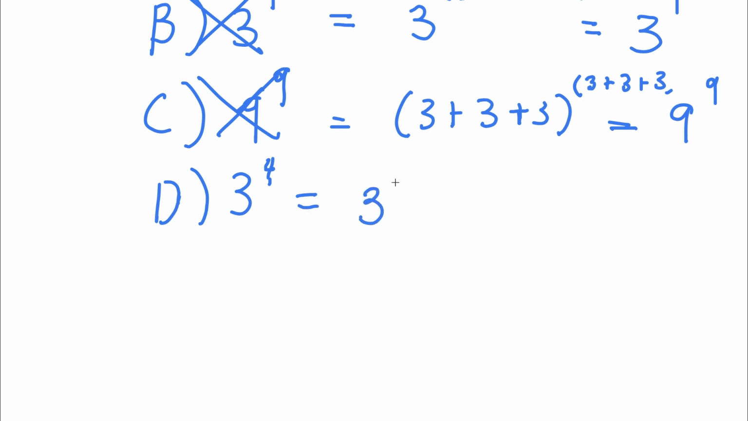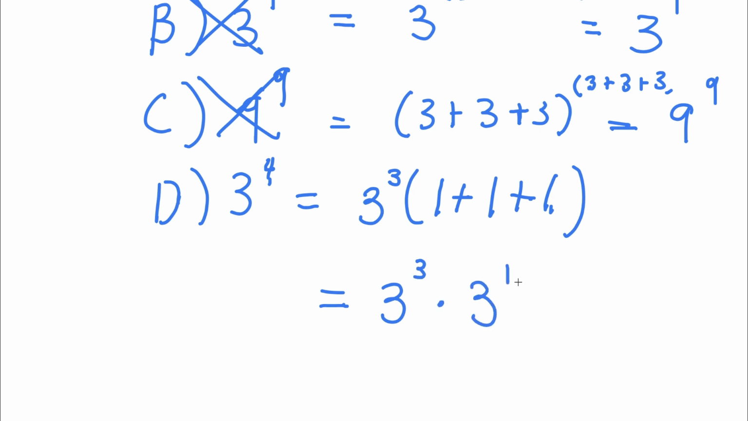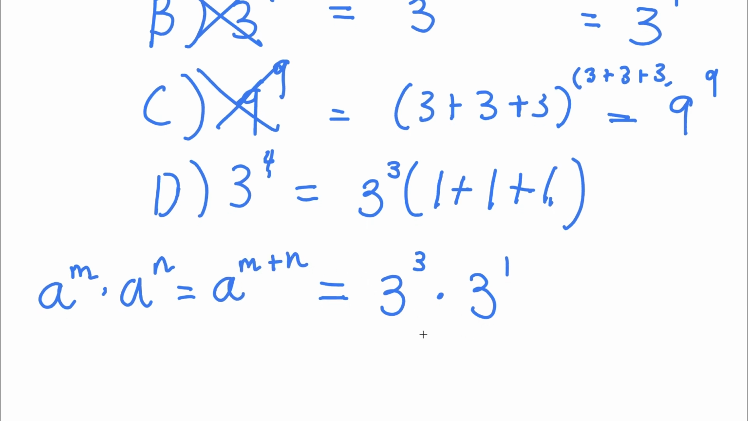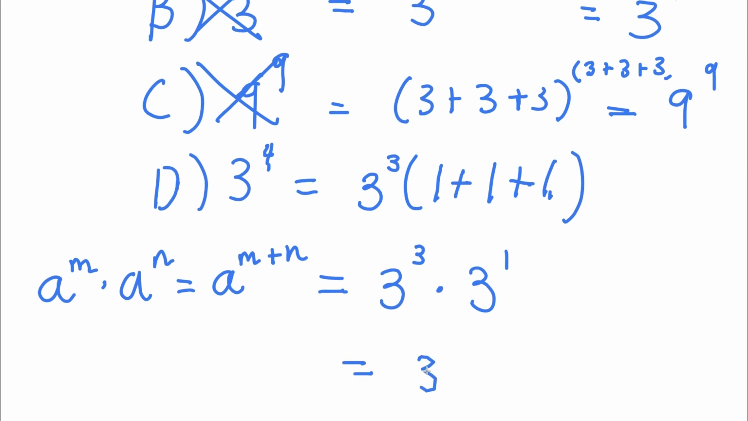So the first thing I'm going to do is factor out 3 to the power of 3. So then I get 3 to the power of 3 times 1 plus 1 plus 1. Now this is the same thing as 3 to the power of 3 times 3 to the power of 1. And if I have something in the form a to the power of m times a to the power of n, this is equal to a to the power of m plus n. So 3 to the power of 3 times 3 to the 1 is going to equal 3 to the power of 3 plus 1, which is 4. So this is the right answer to this problem.